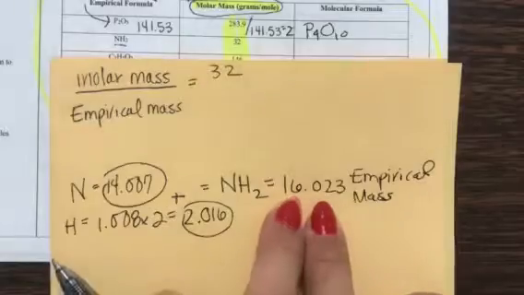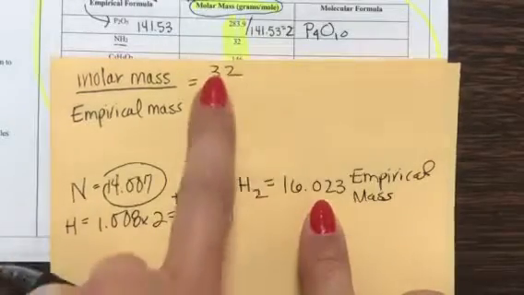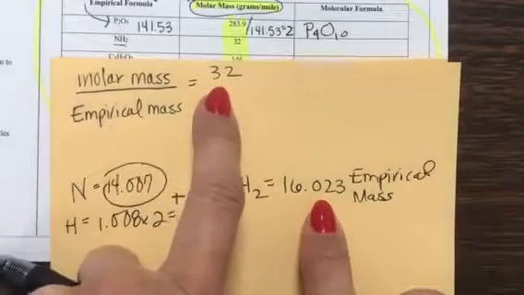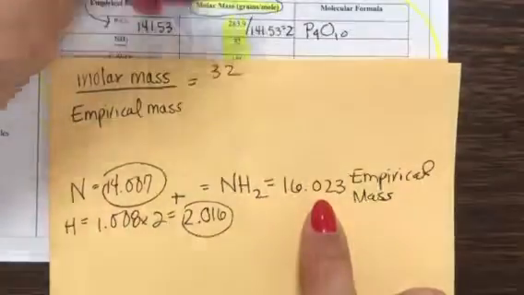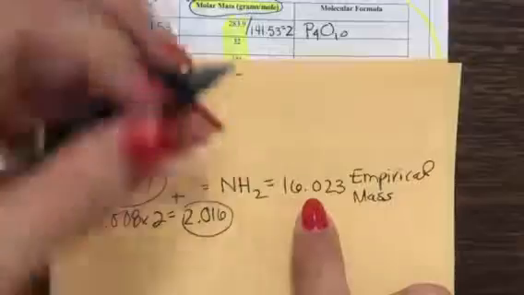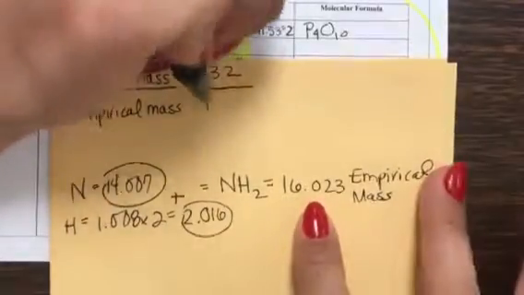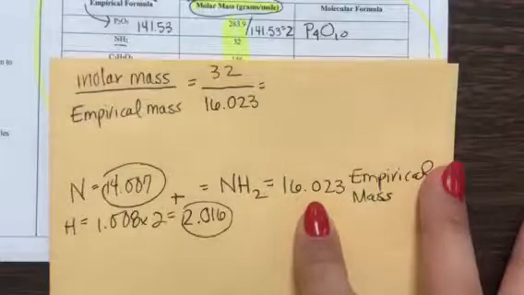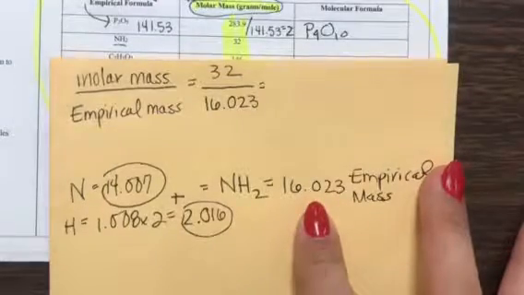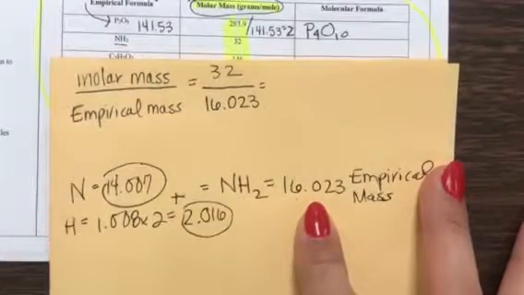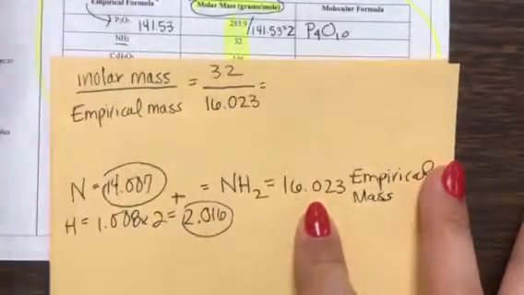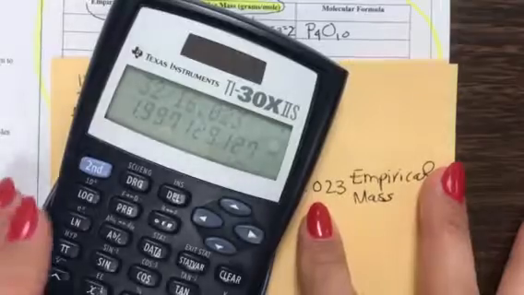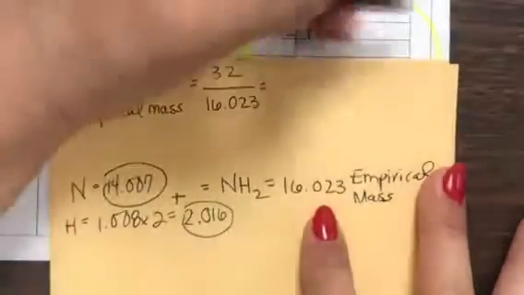Now that you have the empirical mass, where are you going to plug it in? The numerator or the denominator? Or do we start with this number and divide by 32? Or do we start with 32 and divide by this empirical mass? So the empirical mass will always be the denominator. So I'm going to type that in the calculator. 32 divided by 16.023. This is what I get in the calculator, 1.99, and it's completely fine if you round up to 2.